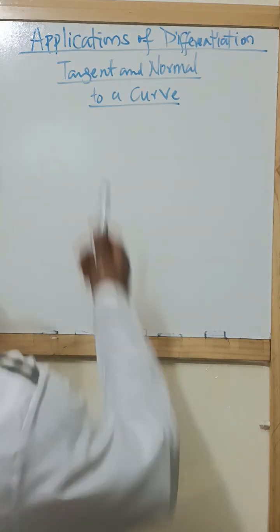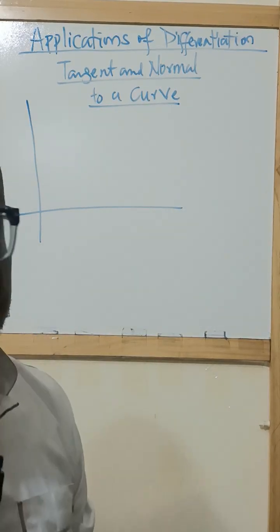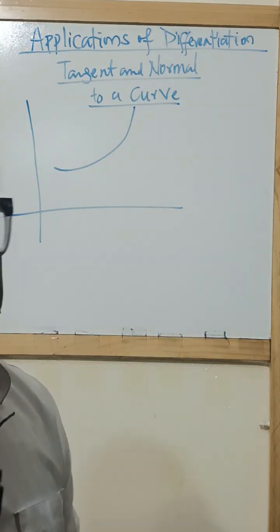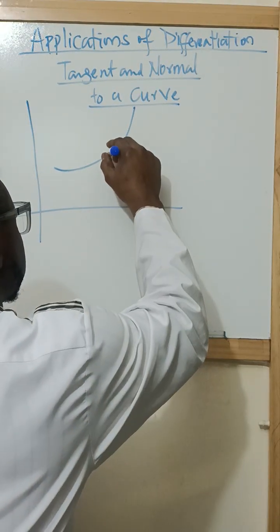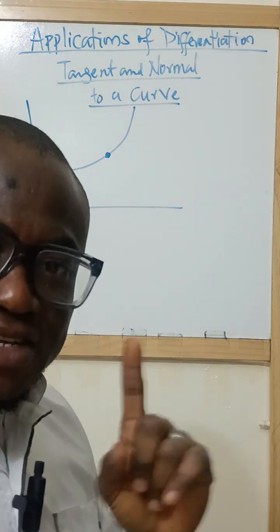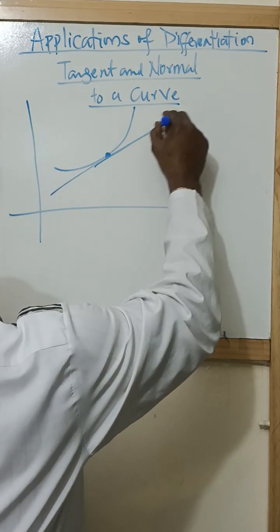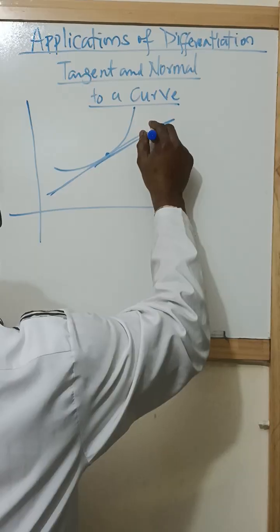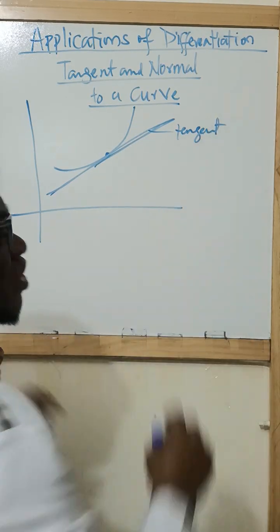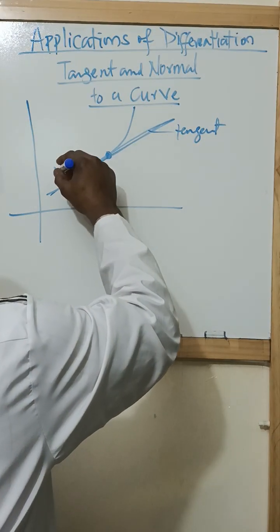When we have a graph, and in this graph we have a curve, and we have a point on this curve. If a line passes through that point, just that one point on the curve, that line is called a tangent. So this is a tangent to a curve. It passes through just one point on the curve.